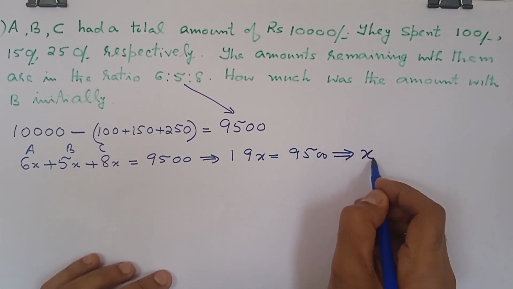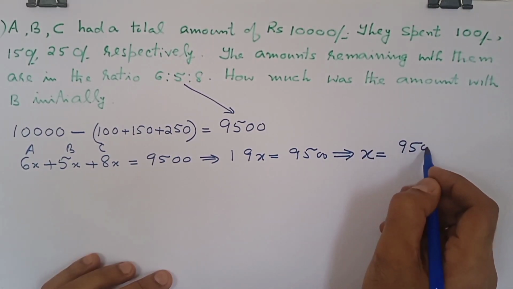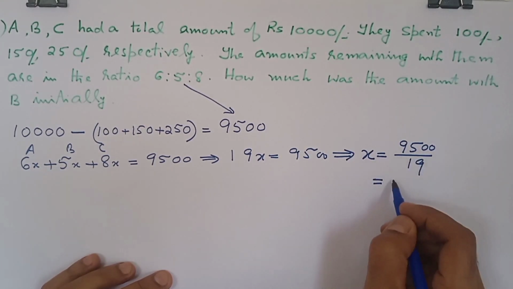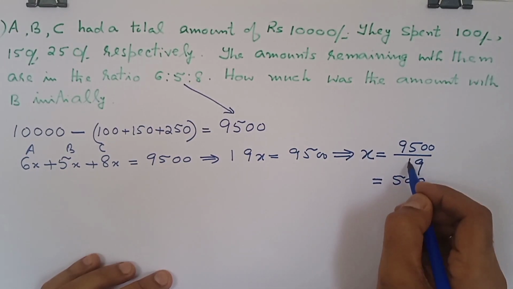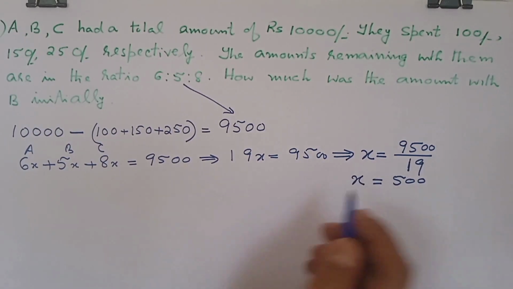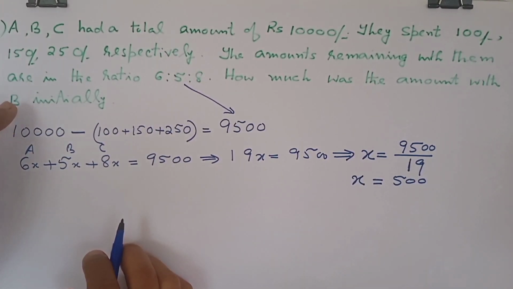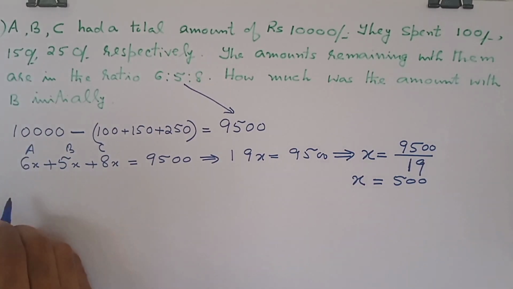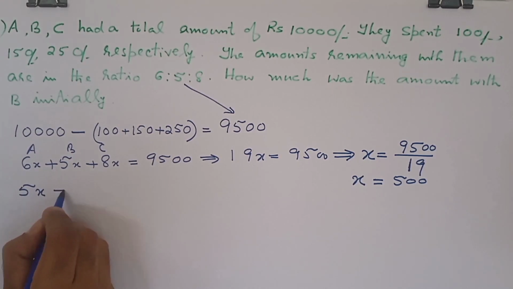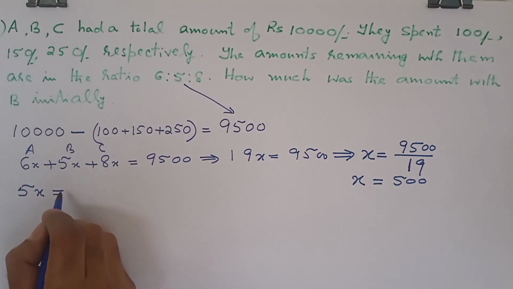This implies x is equal to 9,500 by 19. 19 goes 5 times here, so 500. So we got the value of x. We need to find out the money B had initially. So let's find out the money B had after he spent whatever he had spent, which is given to be 150. Now 5x is the amount he had after he had spent 150 rupees.